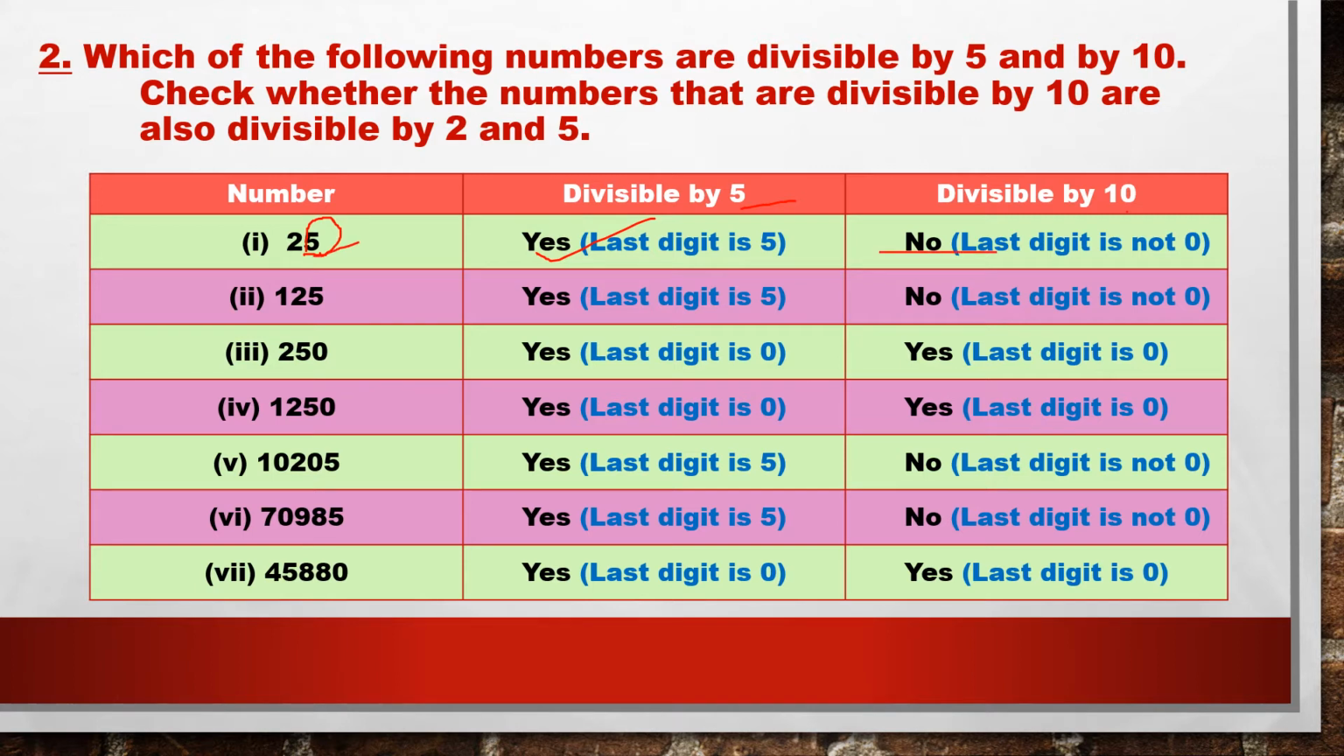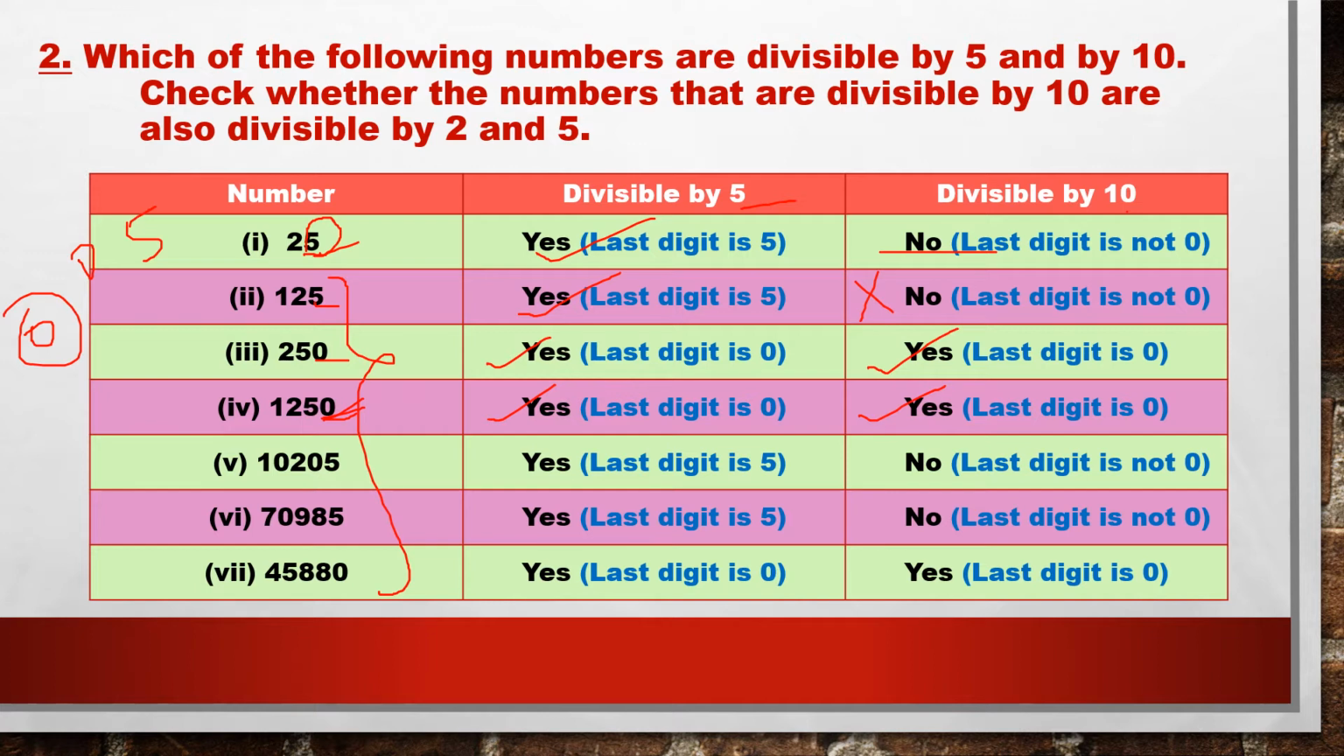For the other questions also, they repeat the same thing. Here the last digit is 5, so it is divisible by 5, but not divisible by 10. Here it is 0, so it is divisible by 5 as well as by 10. The rule for 5 is that the last digit should be 0 or 5. For 10, it should be 0. So it is divisible by 5 and also by 10.